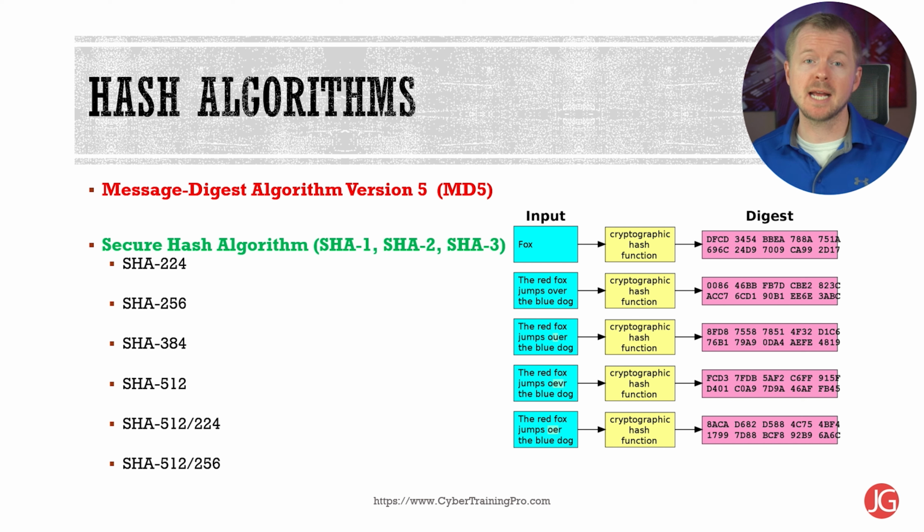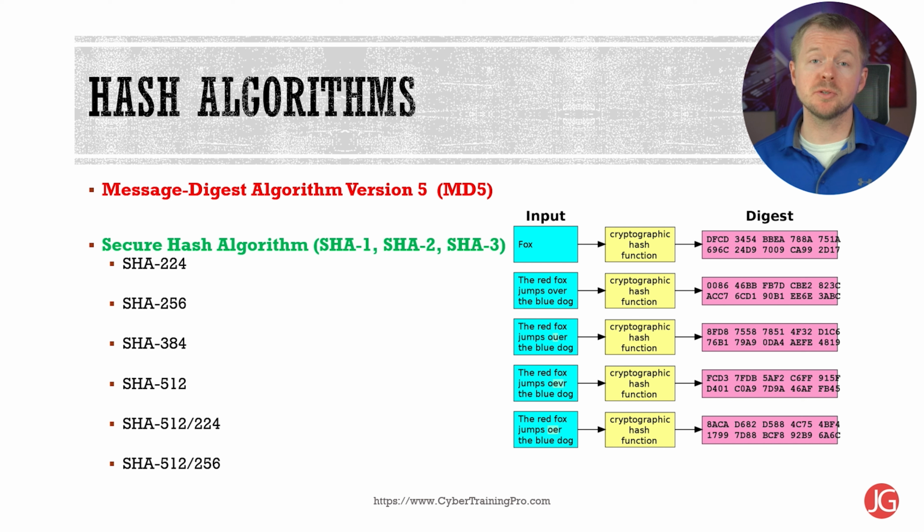One algorithm that you might be familiar with and that's been around for a long time is called Message Digest Algorithm version 5, or MD5. Now, MD5 was introduced to the world in 1991, and it creates a 128-bit message digest. Secure Hash Algorithm, or SHA, took over as the popular choice these days. SHA includes SHA-1, SHA-2, and SHA-3. Now, SHA-1 creates a 160-bit message digest, but it does have known vulnerabilities.